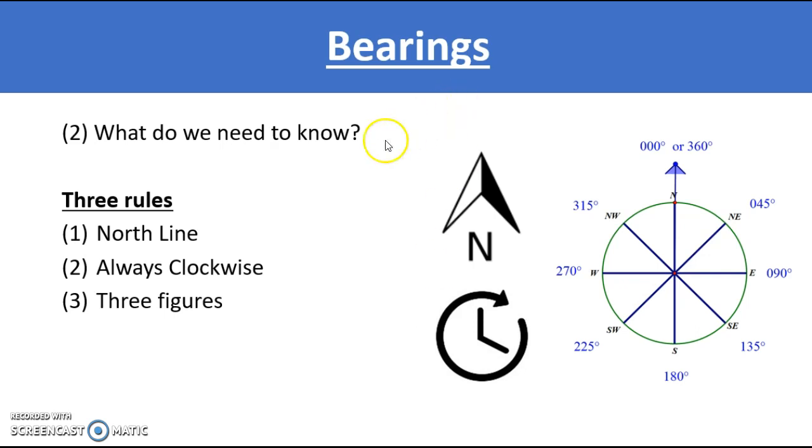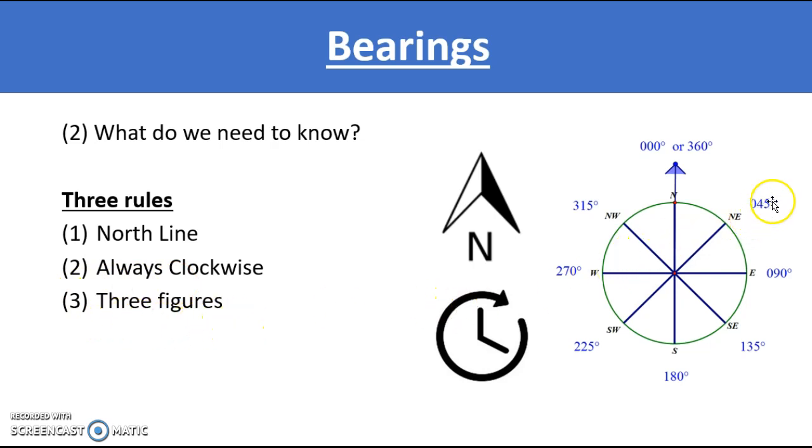Okay, so what do we need to know? There are 3 rules basically. North line, always clockwise, and 3 figures. What that means is whenever you're looking at a point itself, you need to go north, so go straight up, and then afterwards, when you're actually measuring the angle, you always have to go in a clockwise direction. So clockwise direction. And lastly, it has to be represented or expressed in 3 figures.